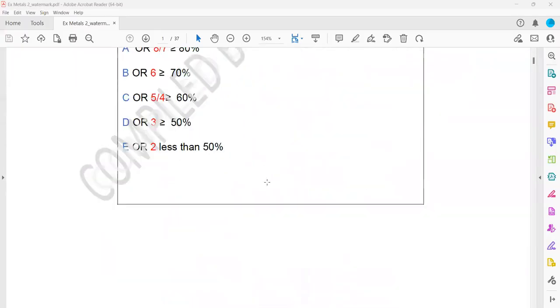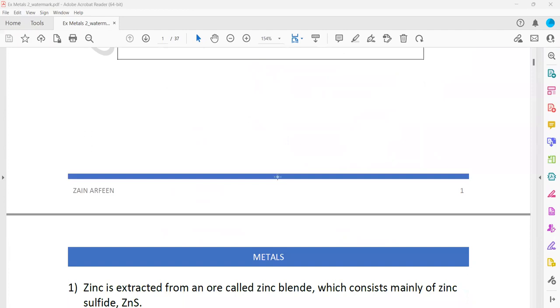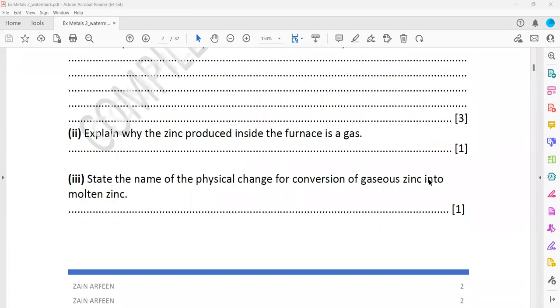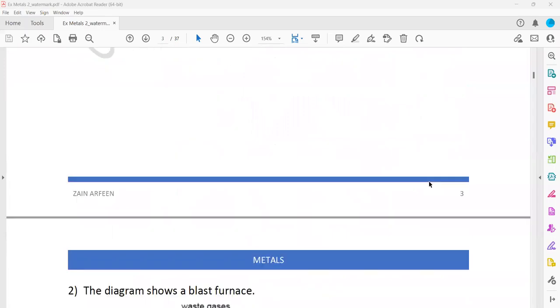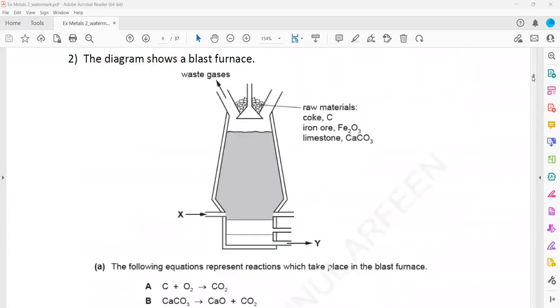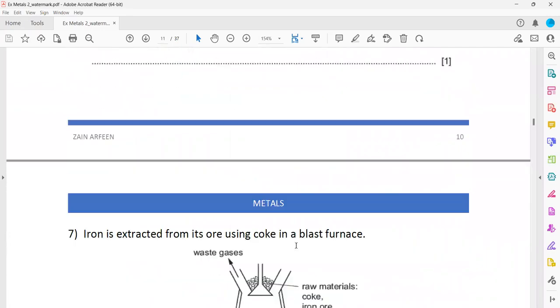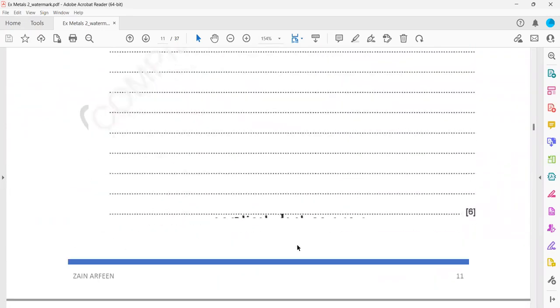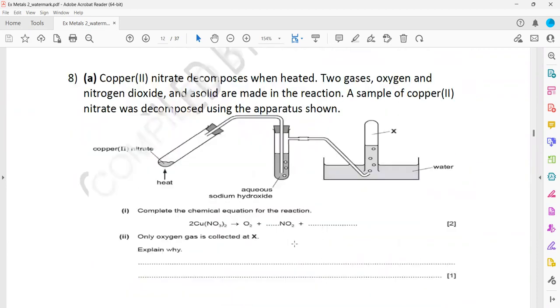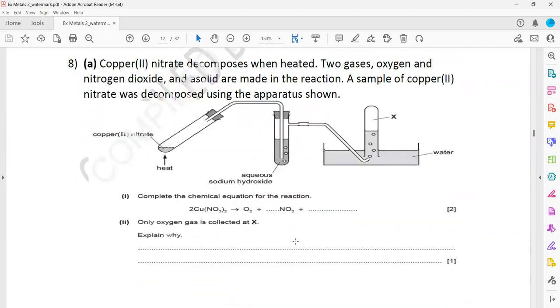So metal exercise 2, the first 7 already done. So we'll solve from question 8 and onward. You can use a screen annotation or you can use a chat to state the answer. Starting with question 8.